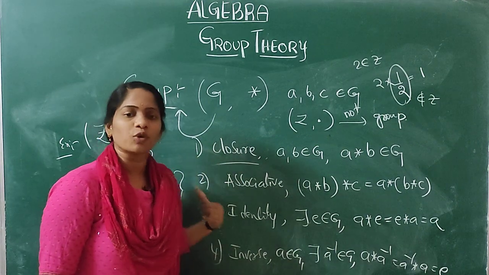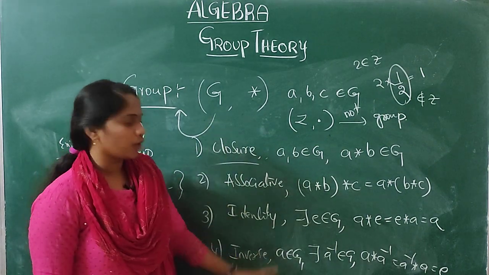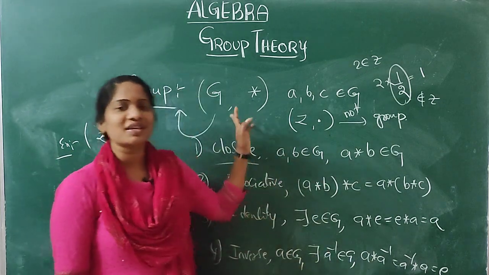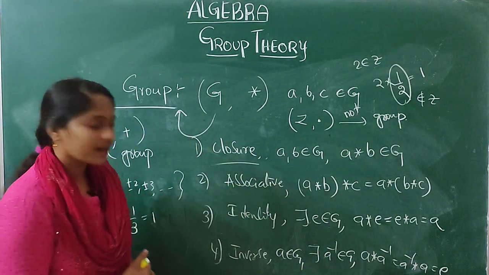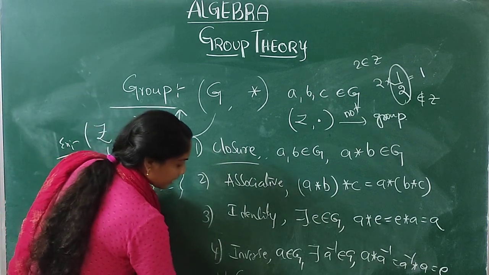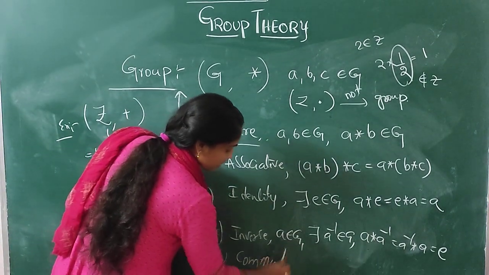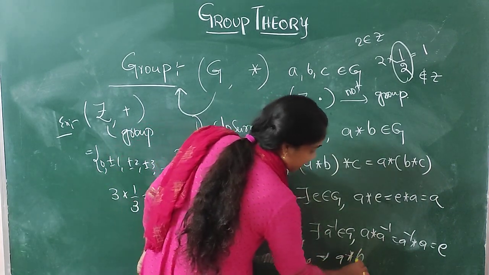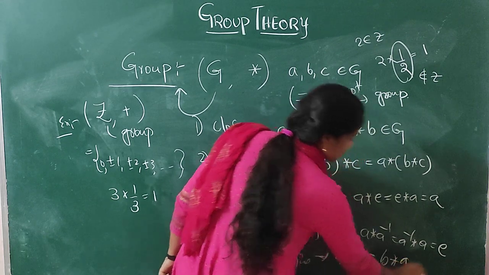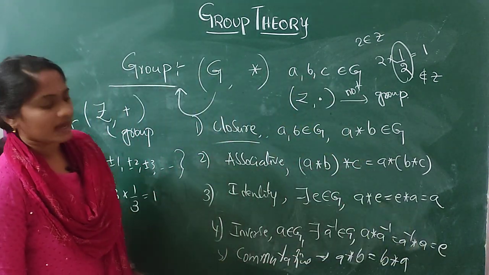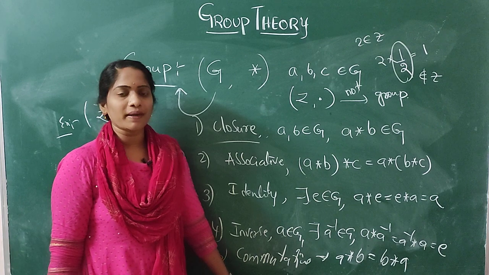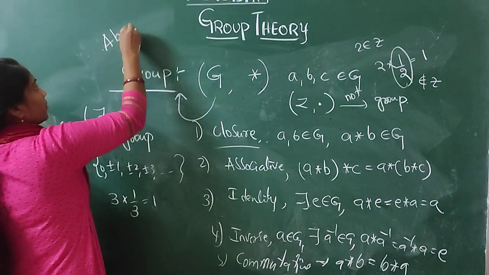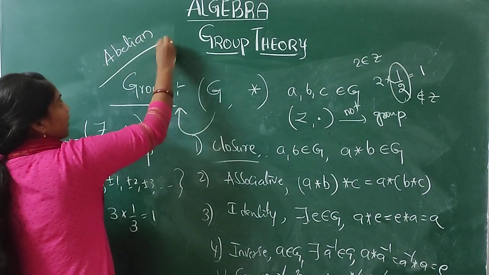But with respect to plus, all four properties are satisfied. If all these four are satisfied, then G is a group. Extra, the abelian group. Simple. What is that? The commutative property: A star B is equal to B star A. If a group has this extra property, commutativity, then that group is known as an abelian group, or commutative group. Okay?